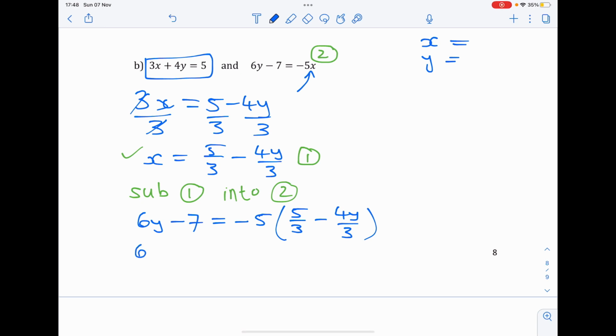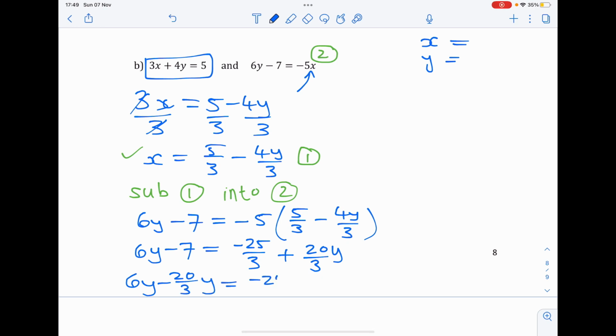Now let's solve. 6y minus 7 equals, so we're going to multiply this into the bracket. Minus 5 times 5 over 3 is minus 25 over 3. You can use your calculator for that. The next one, minus 5 times minus 4y over 3. Minuses times together will give you a plus. 5 times 4 is 20 over 3y. Y is to the one side, so 6y minus 20 over 3y equals minus 25 over 3 plus 7.